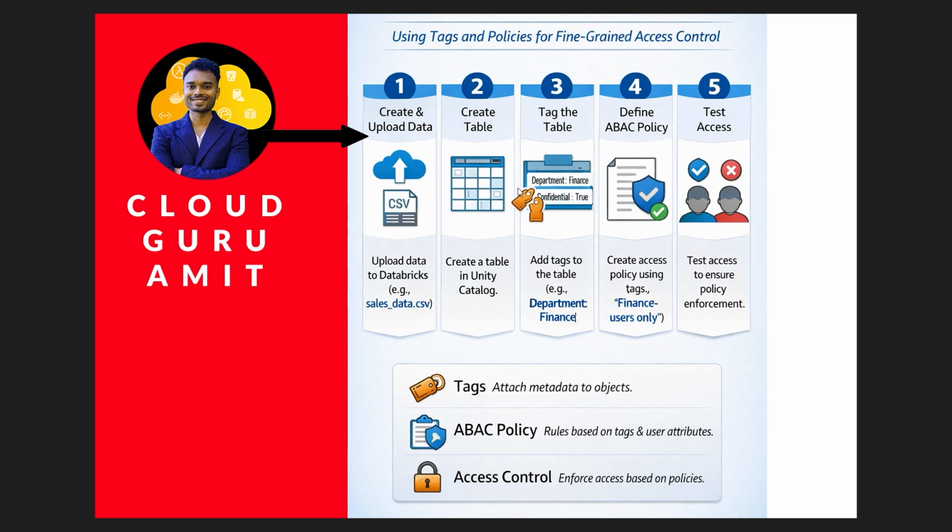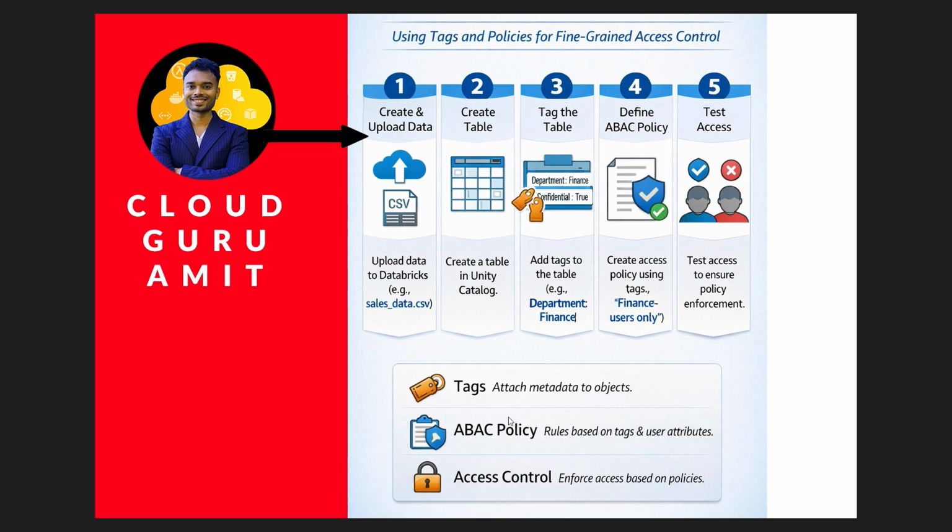ABAC uses resource attributes, that is tags, and user attributes to decide access. Policies evaluate these tags dynamically. Unlike RBAC, that is role-based access control, ABAC is context aware. ABAC, please remember, is context aware.